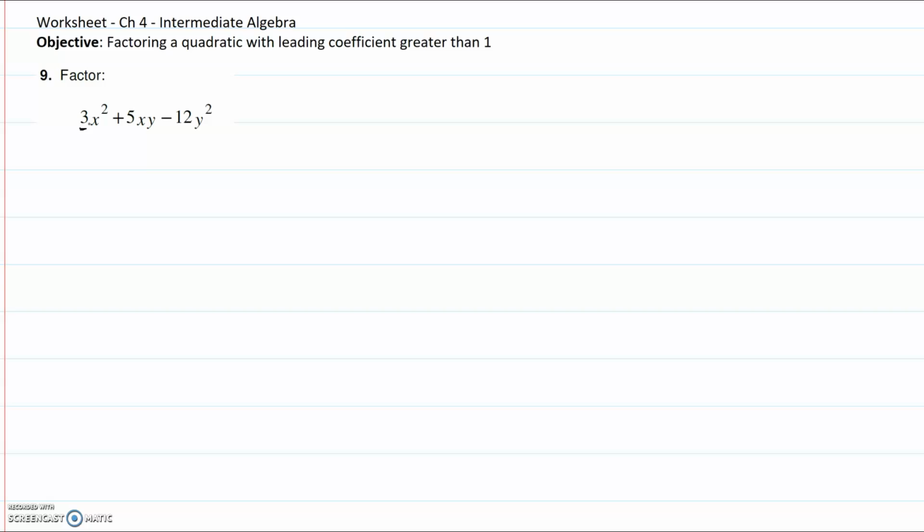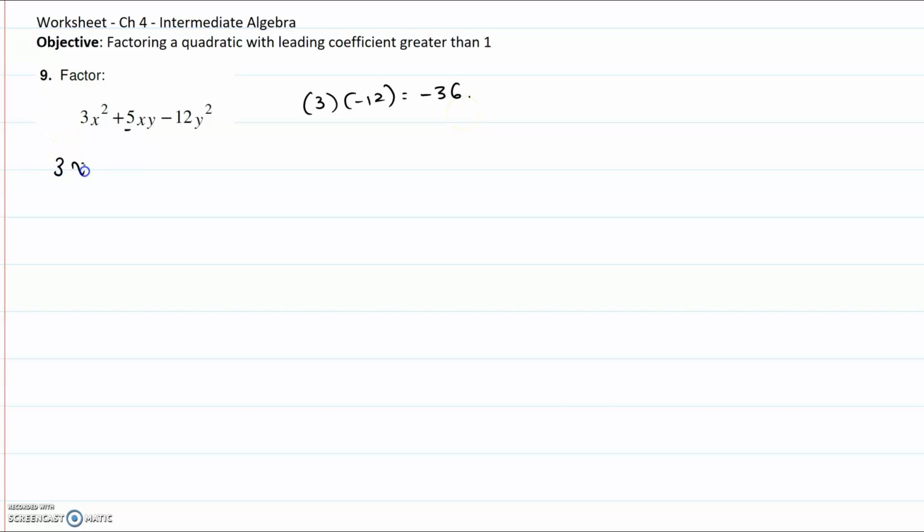So anytime the leading coefficient is more than 1, you take the first coefficient, which is the coefficient of x squared, and the coefficient of the last term, which is the coefficient of y squared, and you multiply them, which is 3 times negative 12, which is negative 36. Then we have to break the middle term, 5xy, into two parts. So when you add, you get 5xy. When you multiply, you get negative 36x squared y squared. So we have to break this 5 into two parts so that when you add, you get 5. When you multiply, you get negative 36.